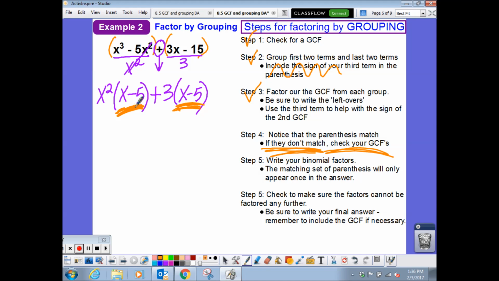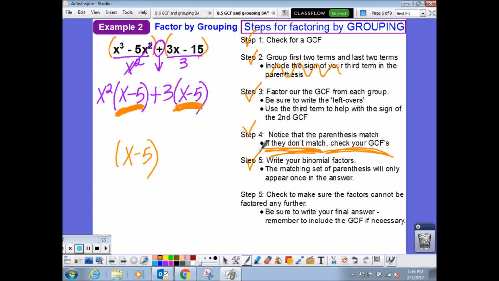Okay, so now here's another kind of confusing part. I am going to show you how to write your binomial factors. We have now figured out what has multiplied together to get that big long thing at the top. It says the matching set of parentheses will only appear once in your answer. Because they are the same, that is just one of our factors, x minus 5. Okay, so I have done that.